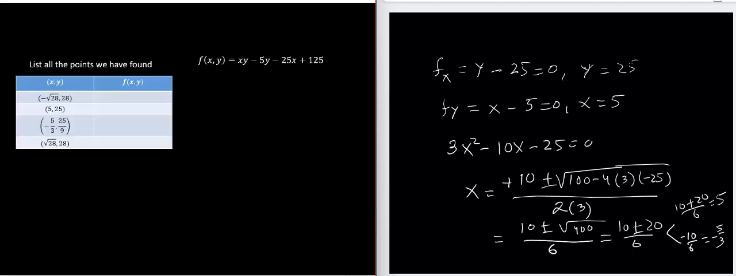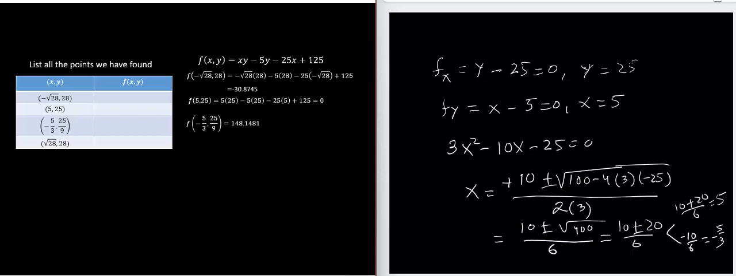Now we need to evaluate our function at the points that we have listed in the first column of the table. So the first point we have is negative square root of 28, comma 28. So replace your x by negative square root of 28 and y by 28 and simplify. Your result will come out as negative 30.8745. The next point we are taking is 5, comma 25. After simplification we get 0. Then we are taking the third point, negative 5 over 3 and 25 over 9. So that gives me 148.1481.